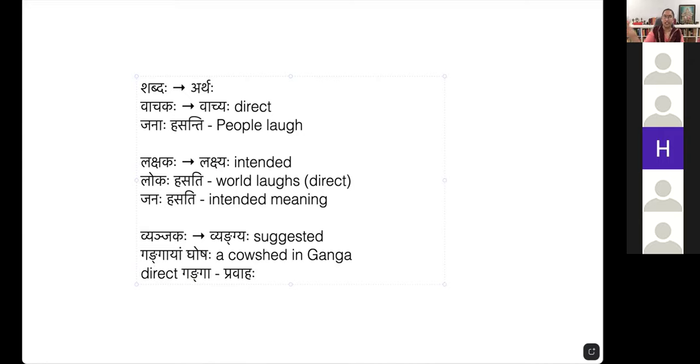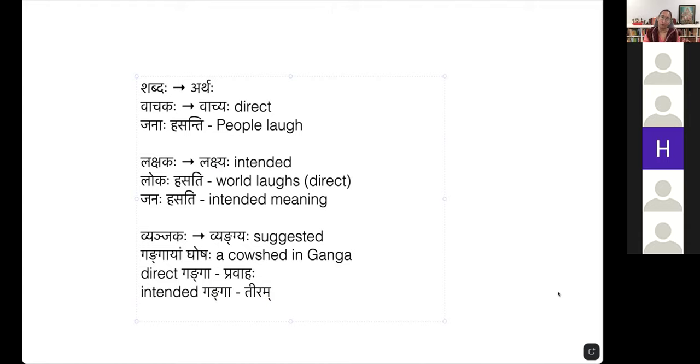Can a cowshed exist on Ganga? It cannot. So what is the intended meaning here? He intends to say that there is a cowshed on the banks of Ganga. So the intended meaning here would be that the padam Ganga itself is giving me the meaning of Tiram, which is the bank of the river Ganga. So in other words, in Gangayam Goshaha, the literal meaning, or the direct meaning, is a cowshed in Ganga. But the intended meaning is that there is a cowshed on the Tiram of Ganga.